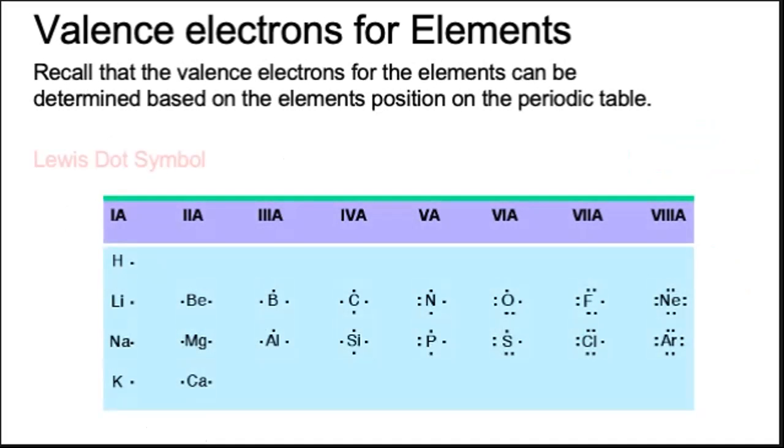Valence electrons for elements. Recall that the valence electrons for the elements can be determined based on the element's position on the periodic table. So again, take a look at the dots and its group number. So if the element is fluorine and it's found in group 7, there will be 7 dots.